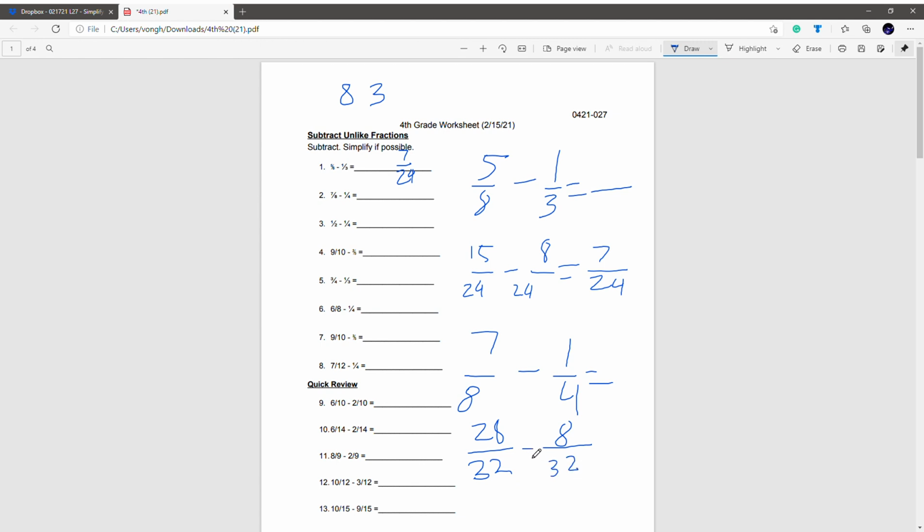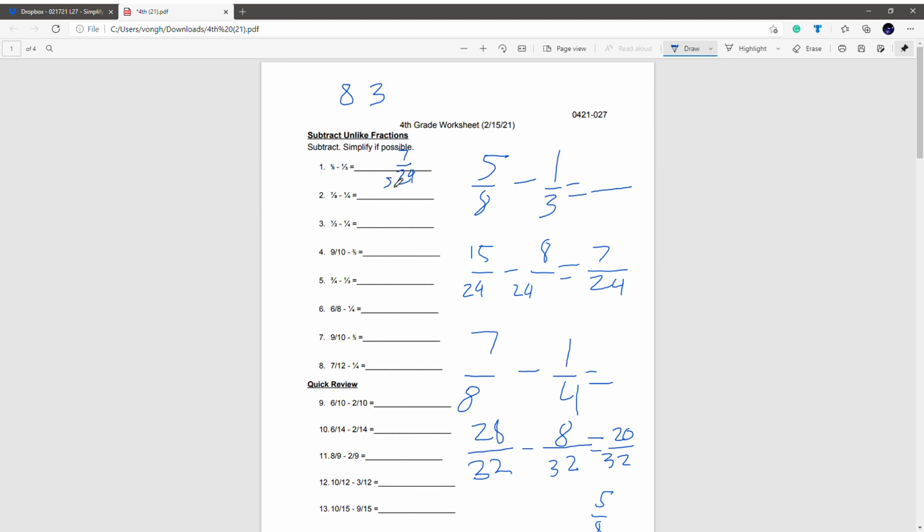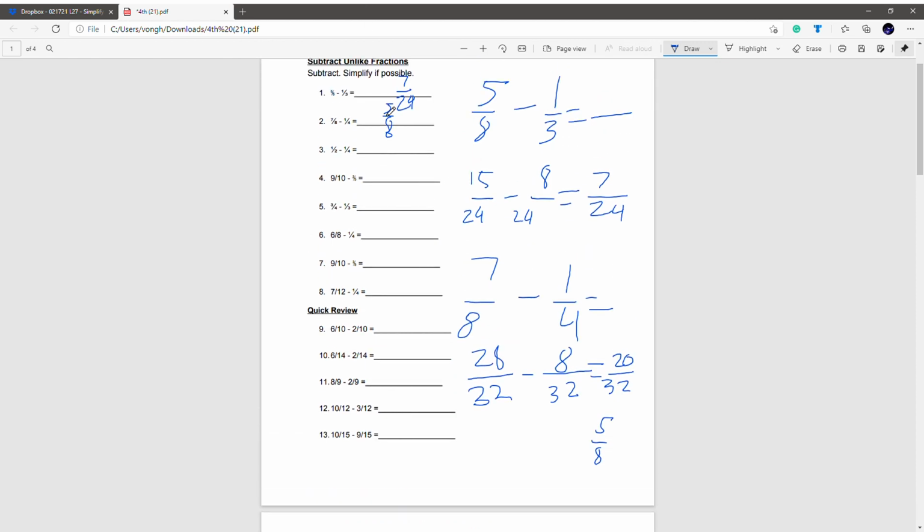Now you subtract 28 minus 8, that's 20. 20 over 32, and you can simplify it. Since they're both even numbers, you can divide it by 2. But also, if you think about it, 4 can go into 20, and 4 can go into 32. So 20 divided by 4, that's 5. 32 divided by 4, that's 8. So the answer is 5/8. So make sure you just simplify it, and that's how you cross multiply.